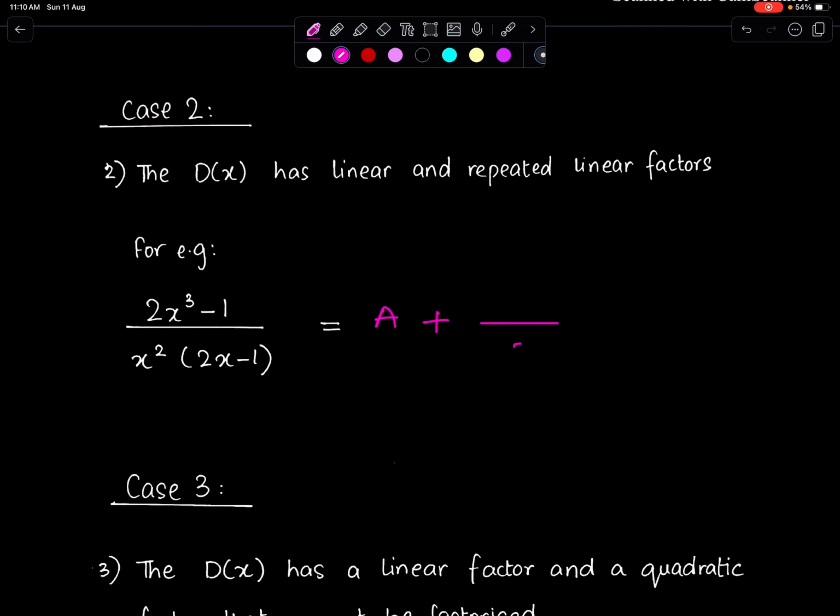Basically we write the repeated linear factor twice, once with power 1 and once with power 2. That's the rule for a repeated linear factor. And 2x minus 1. Since all these factors are linear, write constants in their numerators, b, c and d.